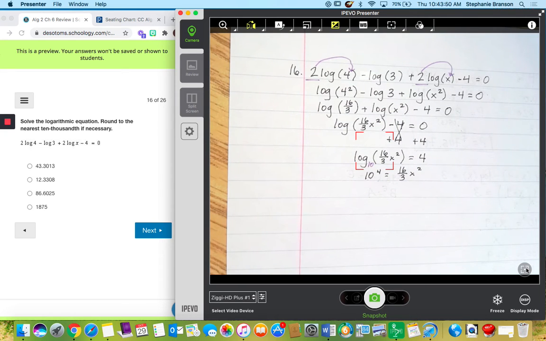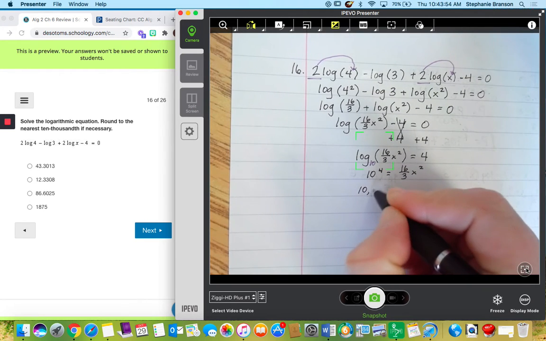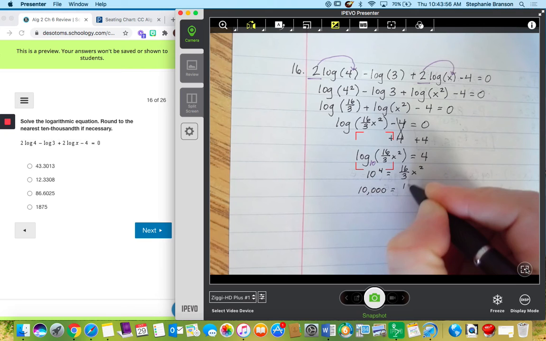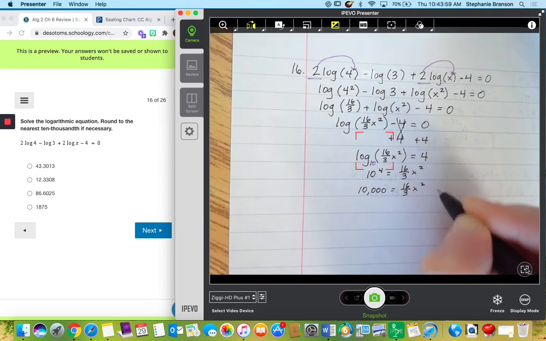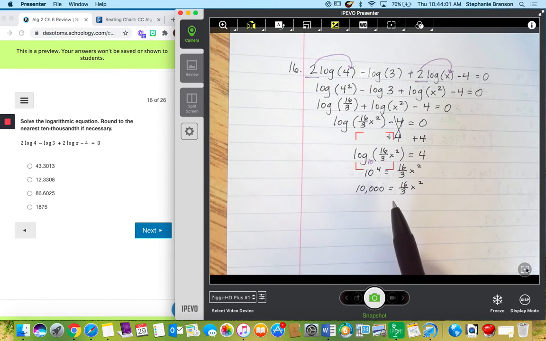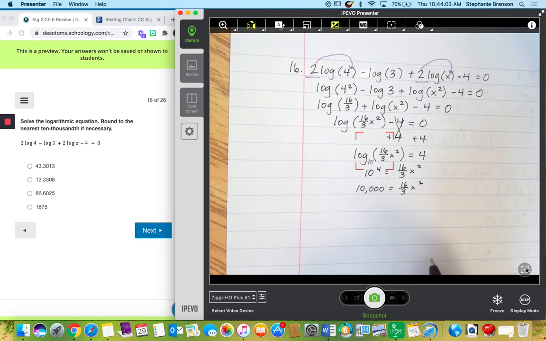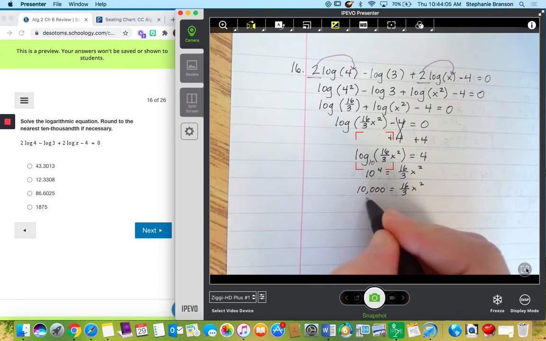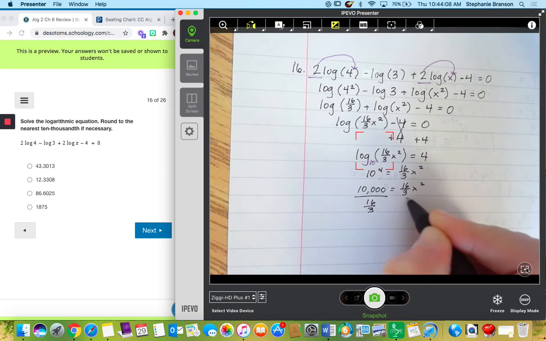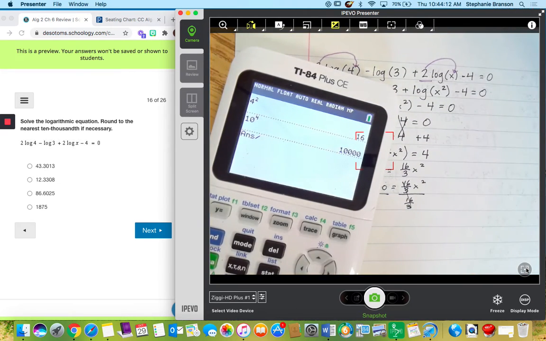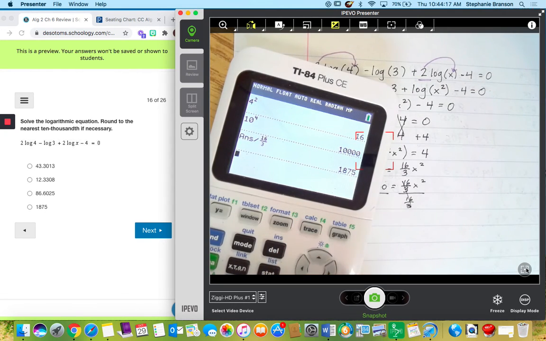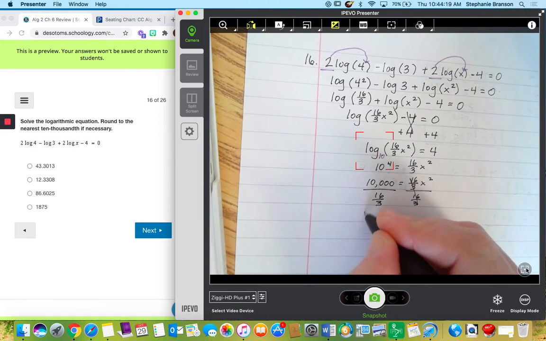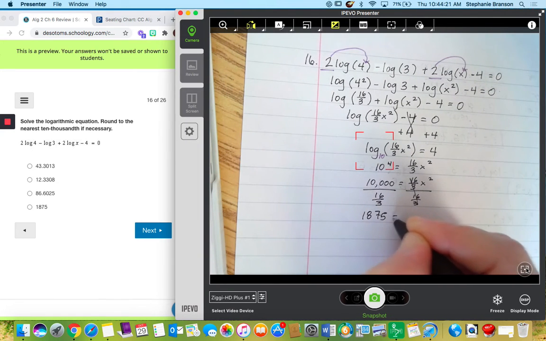Well, 10 to the 4th power is 10,000, is equal to 16 over 3x squared. That's being multiplied, right? So I'm going to take 10,000 and divide it by 16 over 3. So 10,000 divided by 16 over 3 gives me 1875 is equal to x squared.